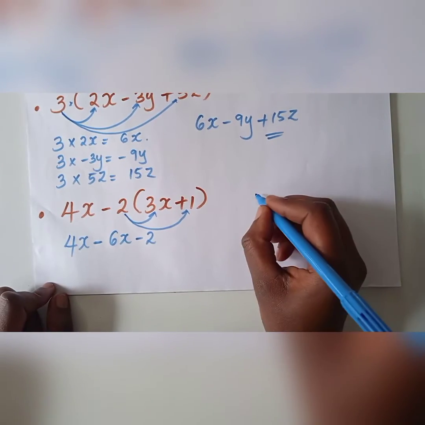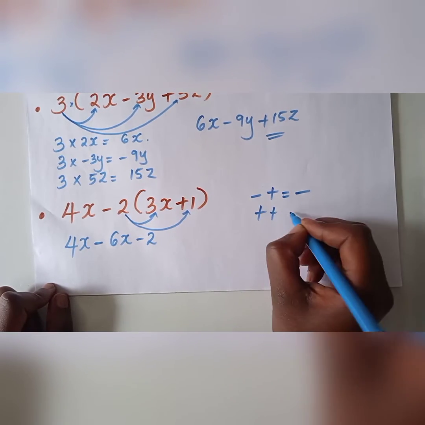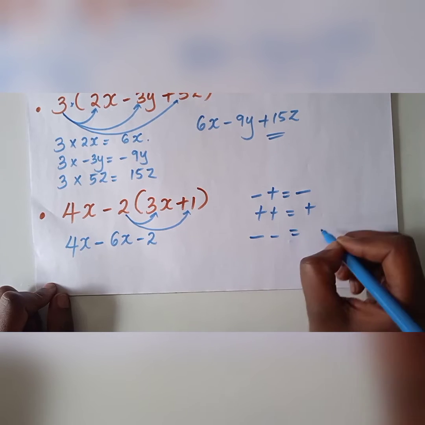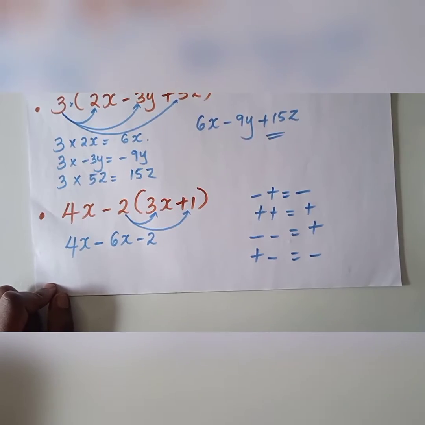Like we said, when you have negative and positive, it will give you minus. Positive and positive will give you positive. Minus and minus, that one definitely is positive, and positive and minus, that one is negative. So that one should be your answer.